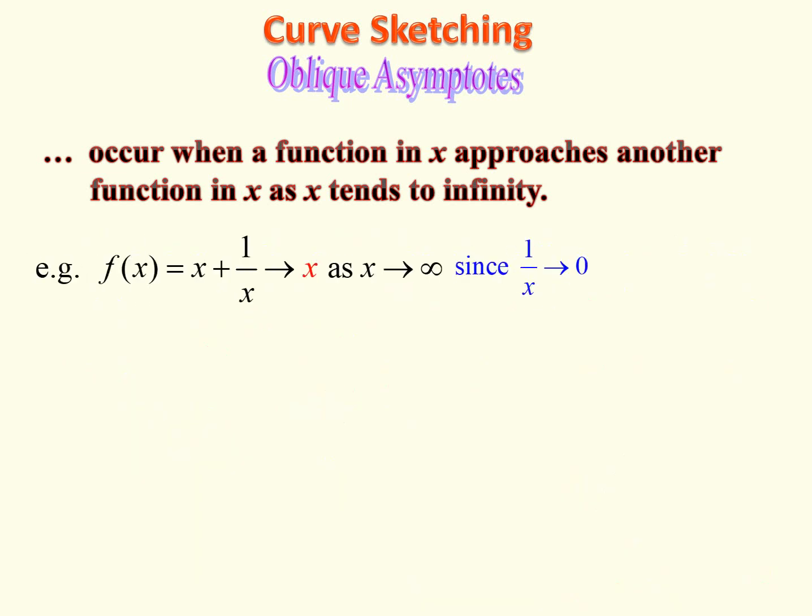If we look at this, f of x equals x plus 1 over x. As x approaches infinity, 1 over x is going to tend to 0. So we have a 0, and we have the x left, and so this function is approaching x. There's nothing wrong with saying this because we still have x tending to infinity.